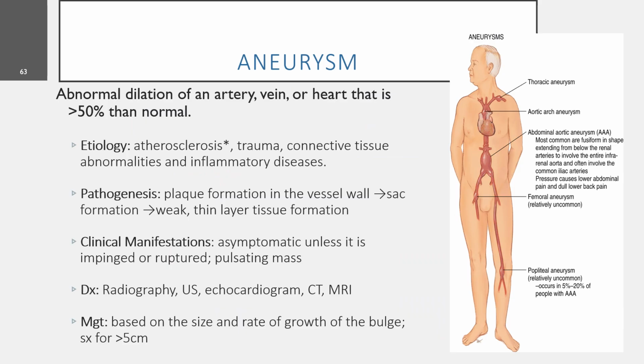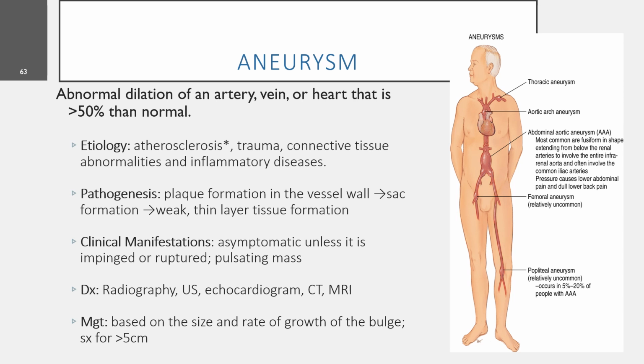An aneurysm is abnormal stretching or dilation in the wall of an artery, vein, or heart with a diameter at least 50% greater than normal. It is caused by vessel wall weakening due to trauma, congenital vascular disease, infection, or atherosclerosis. It leads to the formation of a permanent sac-like structure. The pathogenesis involves plaque formation that erodes the vessel wall, predisposing it to stretching and sac formation.